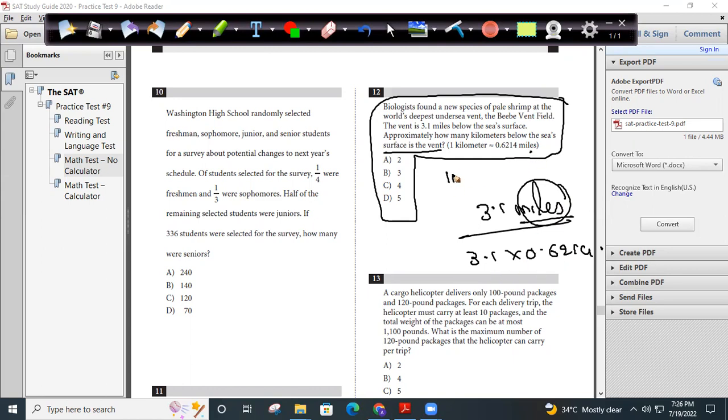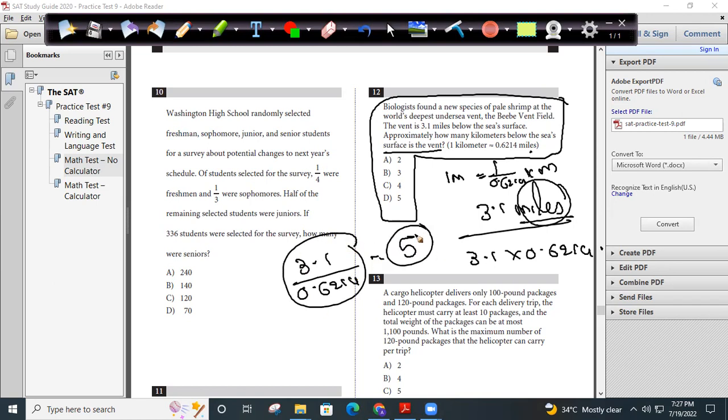So 1 mile is 1 by 0.6214 kilometer. So 3.1 by 0.6214 should definitely be around 5. So 5 should be your answer. Now 90% are wrong. Nothing is going to work. God will never give you an option again to solve such a simple question and get a good score in SAT. You are missing a golden opportunity.